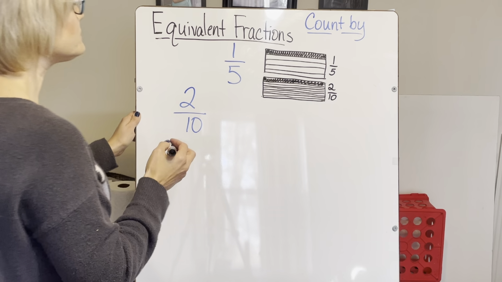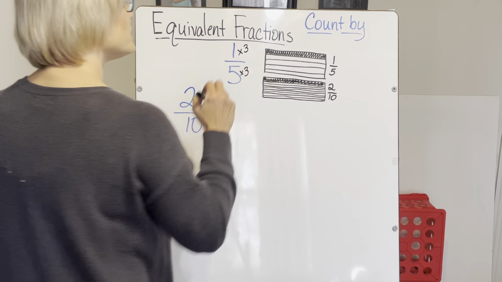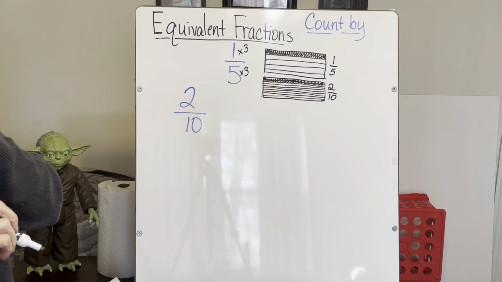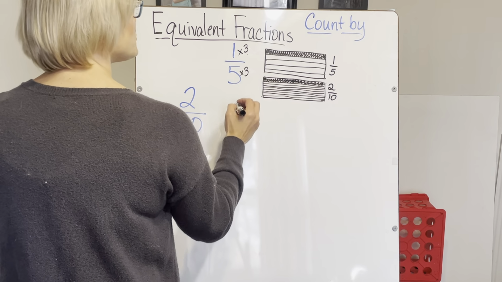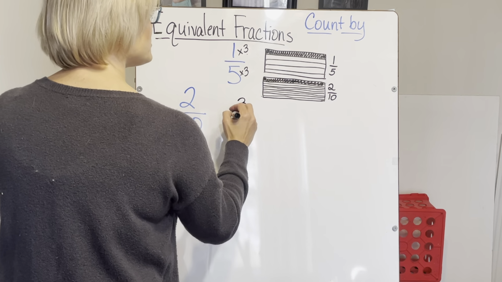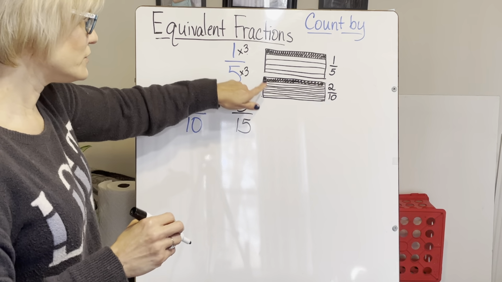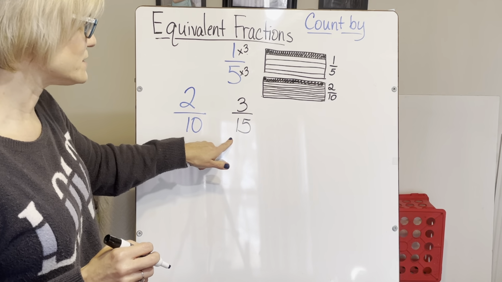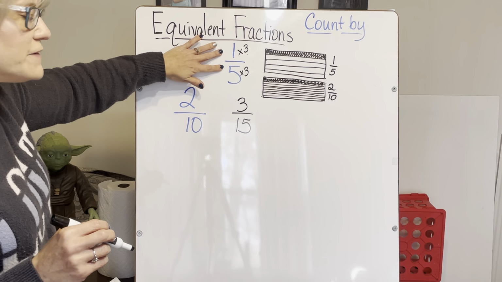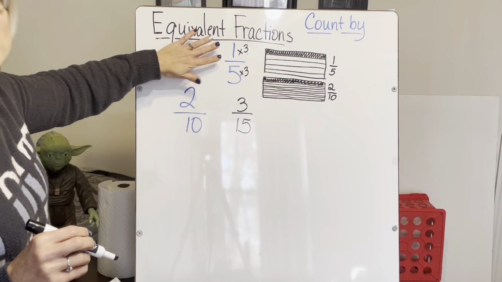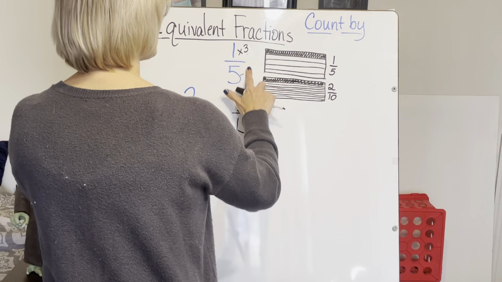Now, what if I multiplied the numerator and denominator times 3? I'm going to create another equivalent fraction. 1 times 3 is 3, and 5 times 3 is 15. If I could cut this into 15ths and color in 3 of them, I would still have 1/5 of the candy bar colored in, or eaten. I can keep going.